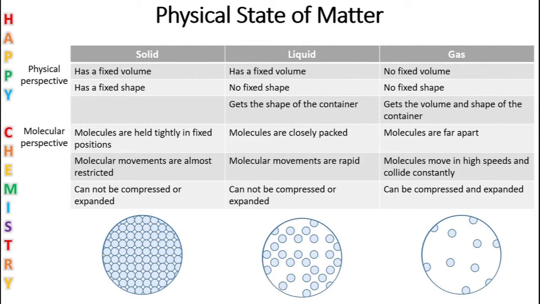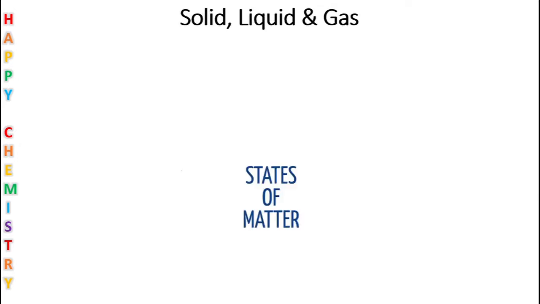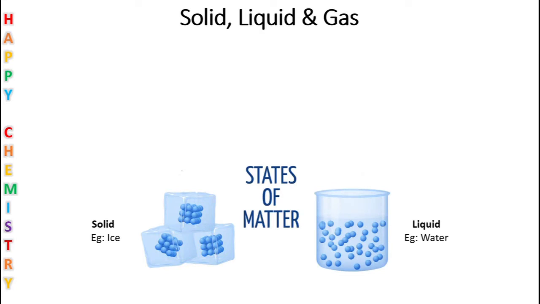Let's now take an example for the states of matter. Let's consider water. The solid state of water is ice. The liquid state of water is the liquid water that we see around us. The gaseous state of water is water vapor.